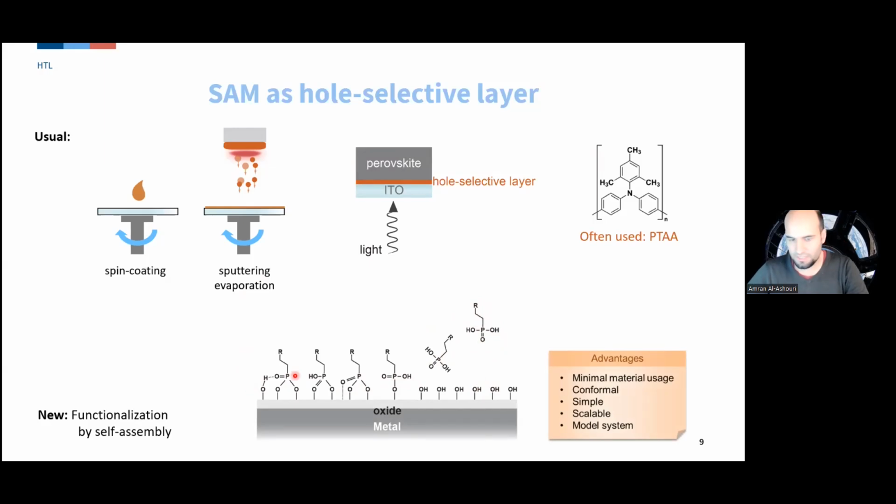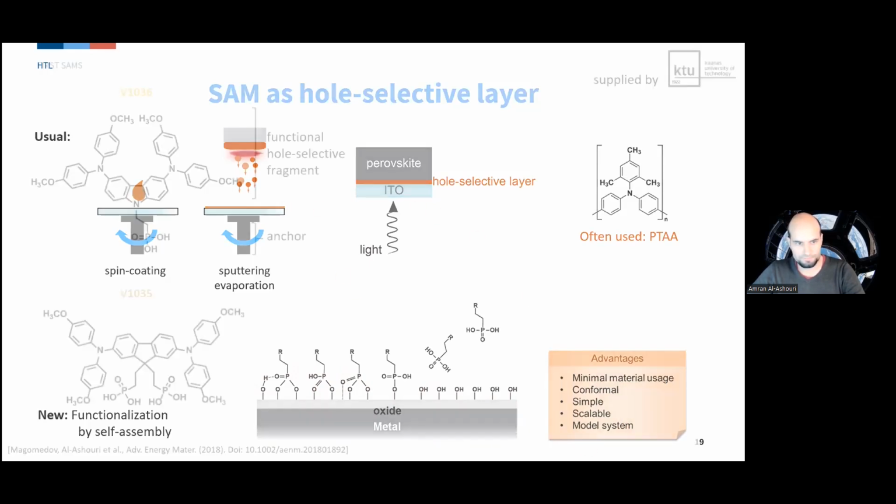And the advantages are obvious. You don't need more material. I mean, it's the minimum material you can use. It's conformal, doesn't matter how the surface looks. Scalable, and you can build a model system upon that. So without any weird other variations coming from the processing parameters.